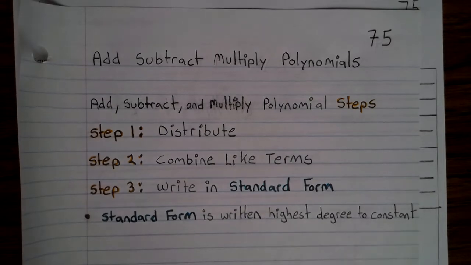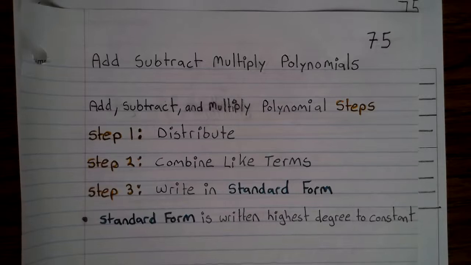All right, add, subtract, multiply polynomials on page 75. Add, subtract, and multiply polynomial steps. Step 1, distribute. Step 2, combine like terms. Step 3, write in standard form. Little note, standard form is written highest degree to constant. Okay, so if you would, update your notes. Now your notes are updated. Let's take a look at the examples.